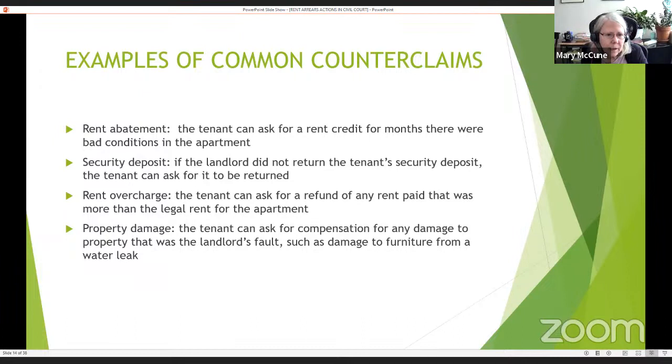Rent overcharge applies to rent regulated apartments like a rent stabilized apartment or rent control. It doesn't apply to circumstances where the landlord's just charging an outrageous rent for an apartment. Unfortunately, they're allowed to do that. You can also sue for property damage, like if there was a flood in your apartment because the landlord didn't fix a pipe in the wall, and it damaged your furniture, you can ask to be compensated for that damage.